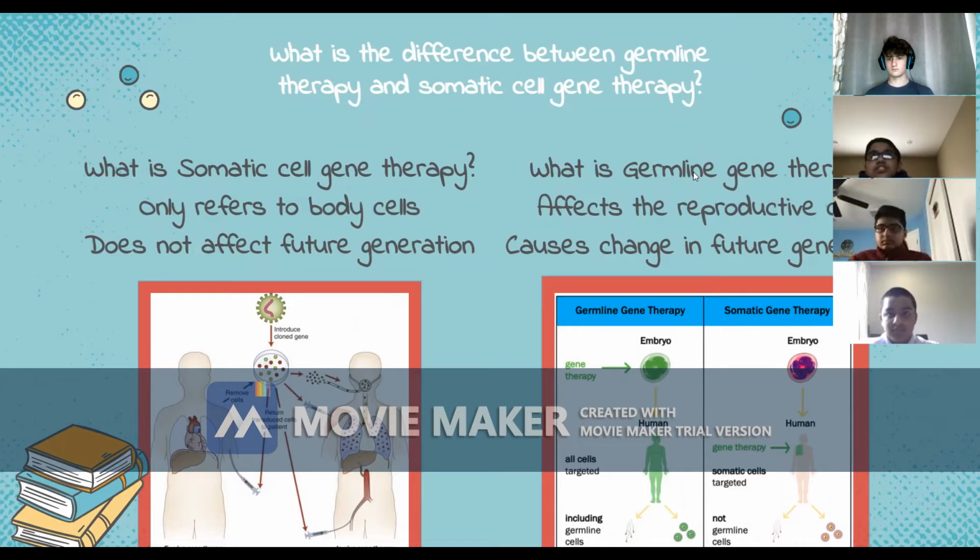Germline gene therapy targets the reproductive cells, which means that any modification made in the DNA will be passed on to the next generation. This method transfers DNA into cells that produce reproductive cells. Somatic gene therapy is when DNA is transferred into varied body tissues. This means that no genetic information is being altered in further generations.